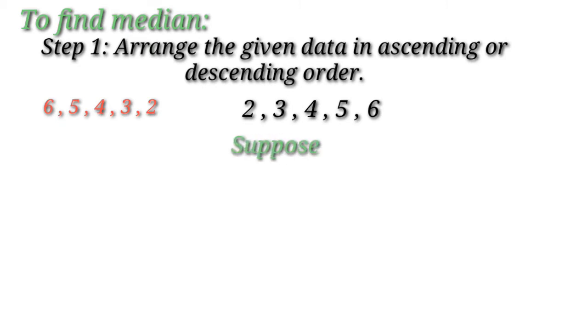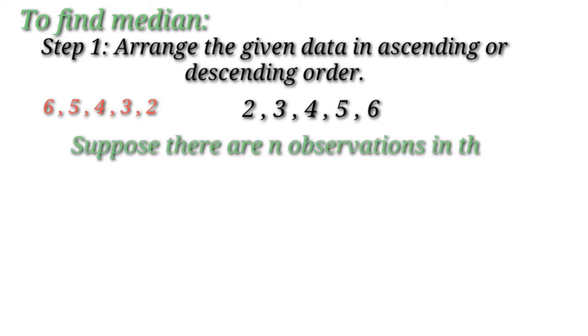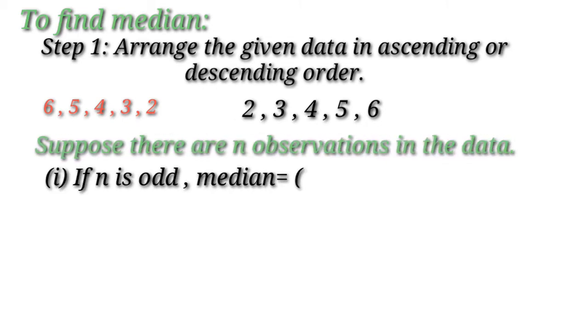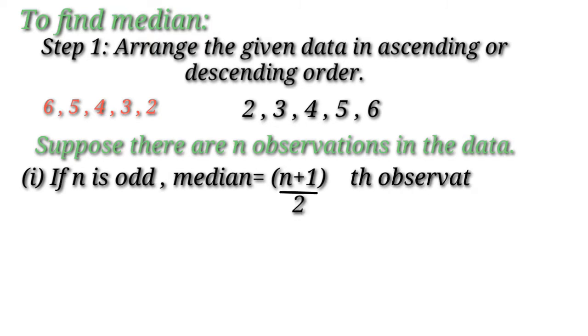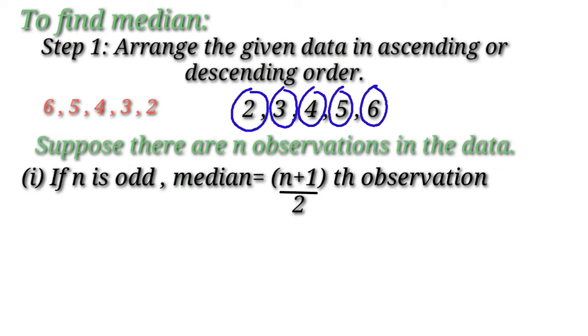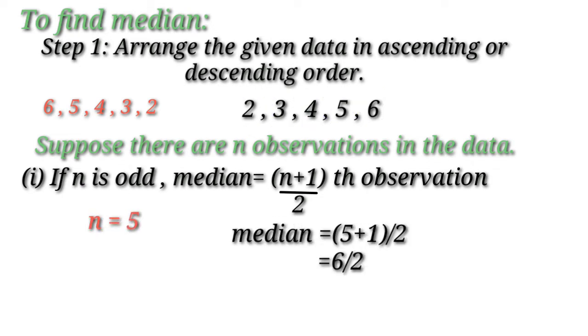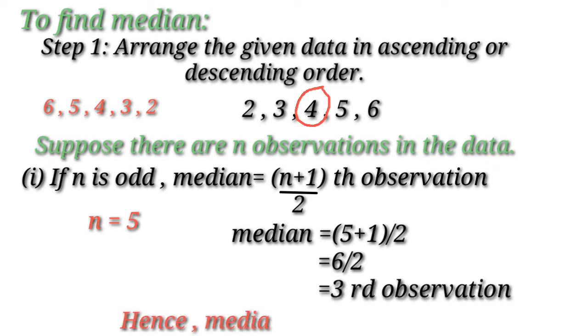Now, suppose the number of observations are n. Then there are two cases. Let's move to the first case. Case 1. If n is odd, in that case Median is (n plus 1) by 2th term. Look at the given above data. In this case you have 5 observations: 1, 2, 3, 4, 5. It means n is 5. So the Median is (5 plus 1) by 2. Substitute the value n equals 5 and simplify, equals third observation. Hence the Median is 4.